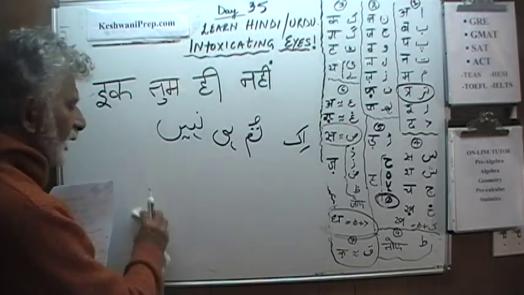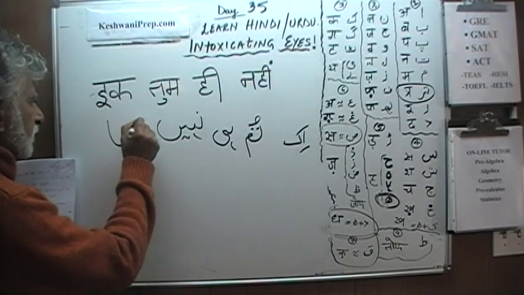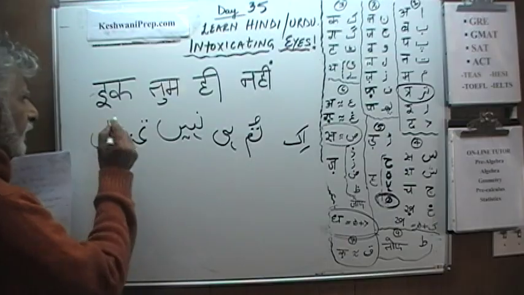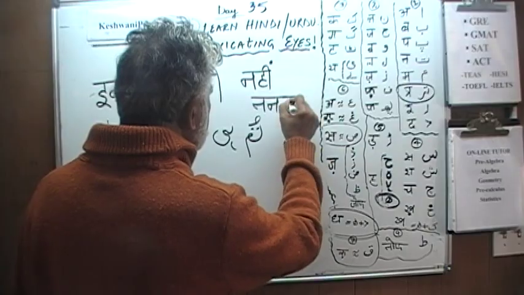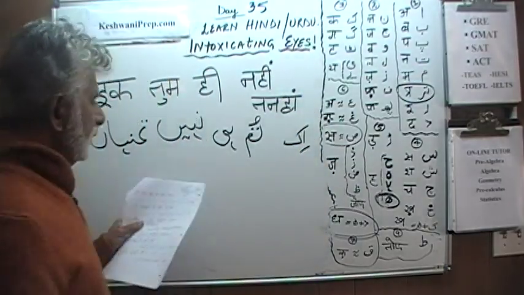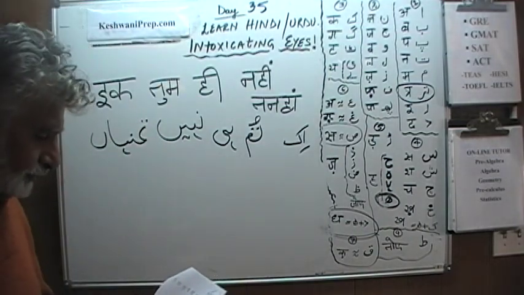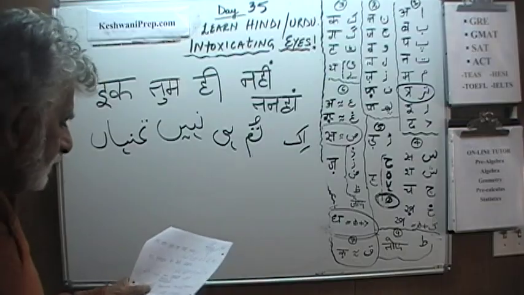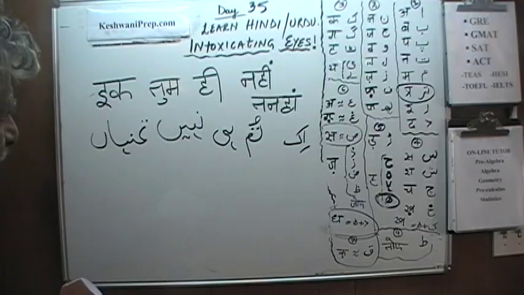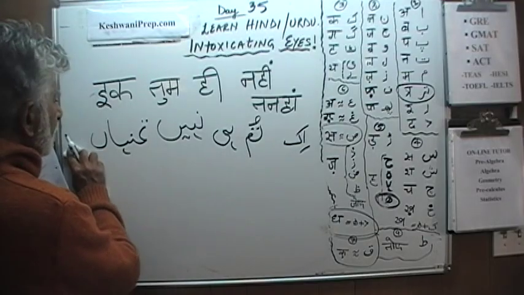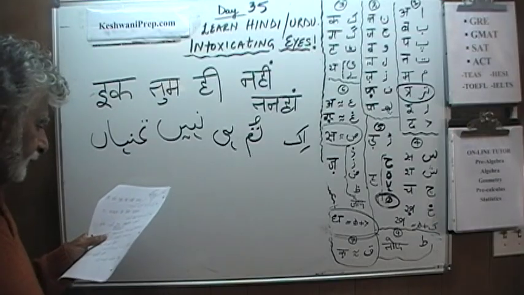Here's the word that we learned a little while ago. Ek tum hi nahi tanha. एक तुम ही नहीं तन्हा. Now we have to learn another word. The word is that's really interesting. एक तुम ही नहीं तन्हा. I'm going to put them all together. I need the room. So far it says एक तुम ही नहीं तन्हा. You are not the only one.